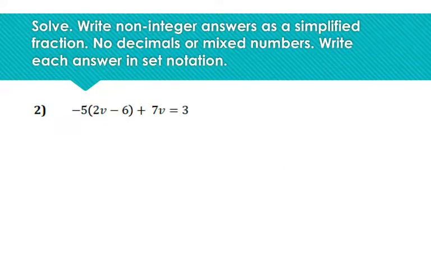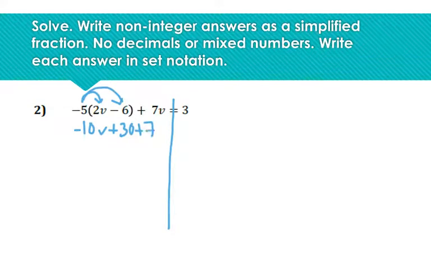Okay, so number 2, go ahead again and let's draw a line down from that equal sign and simplify each expression in our equation. So on the left, we're first going to need to distribute the -5. So -5 times 2v's is -10v's. Then -5 times -6 is 30. And then we're going to add the 7v's, bring that down, equals, and on the right it's already simplified, so we leave it at 3.